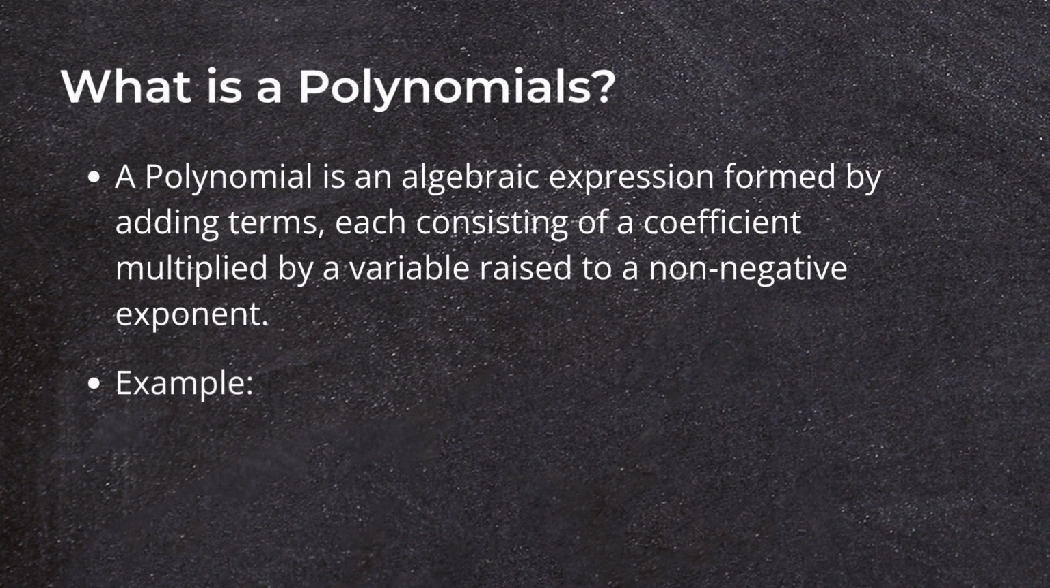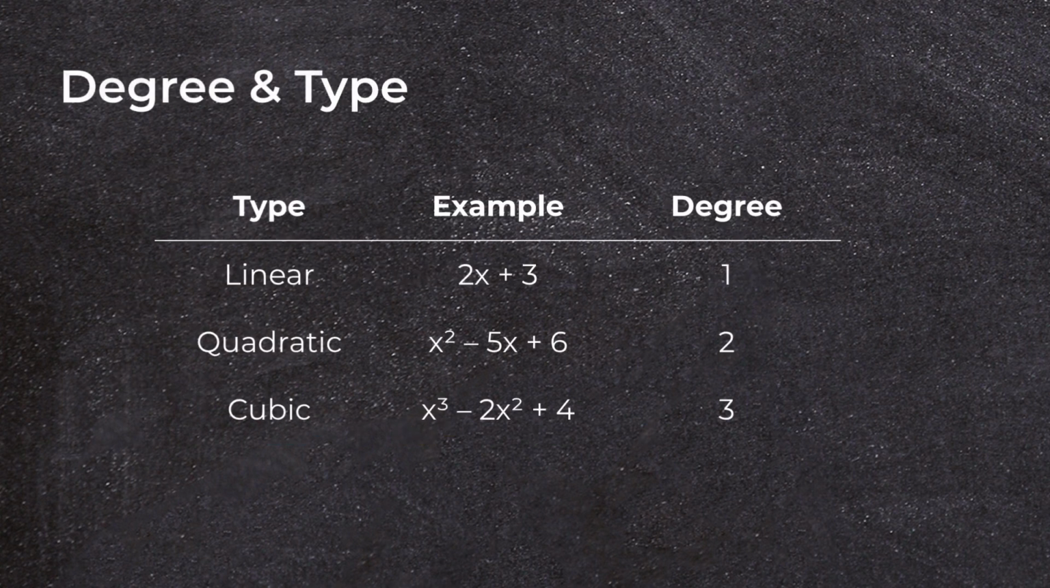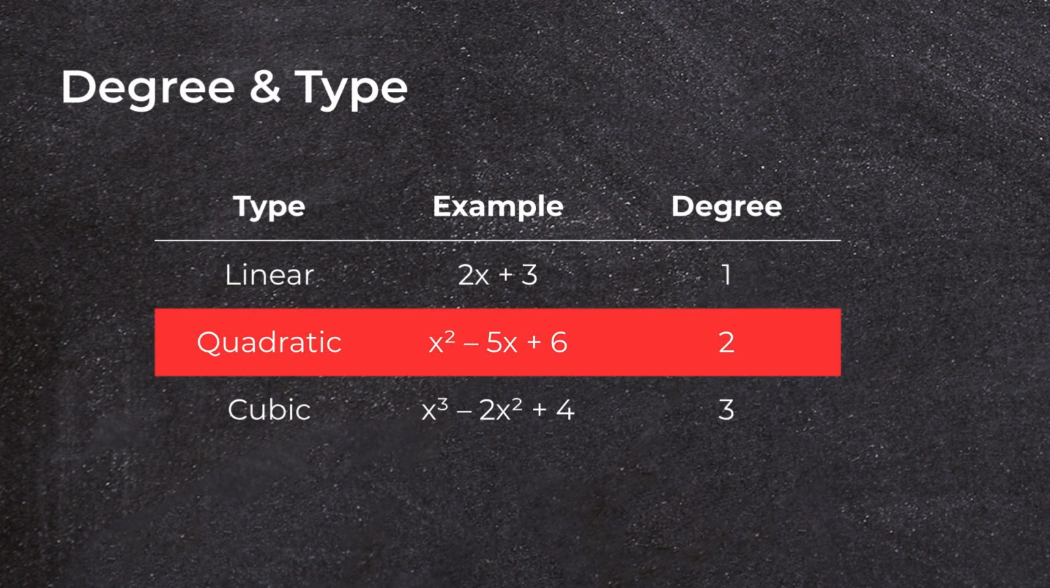For example, 2x^3 + 3x^2 - 5x + 7. The degree of a polynomial is the highest power of its variable. So x^2 - 5x + 6 has degree 2, that makes it a quadratic polynomial. These degrees tell us the nature of its graph: straight, parabolic, or cubic.